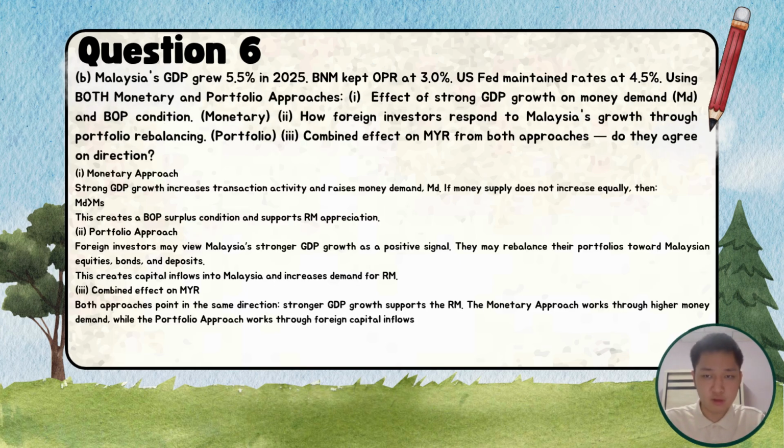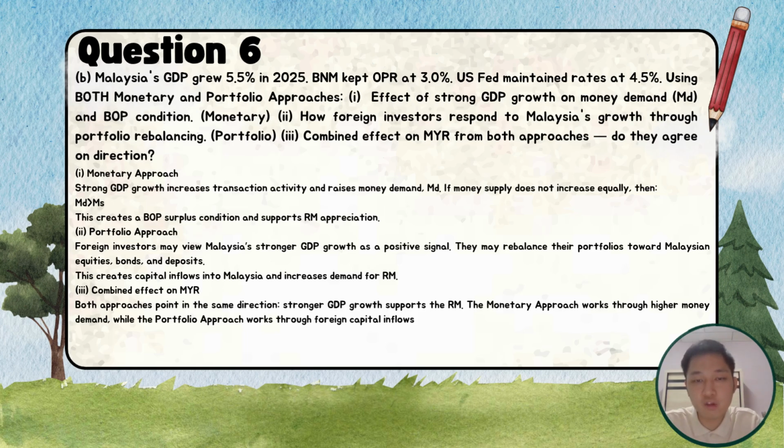6B, I use both the monetary approach and the portfolio balance approach to explain the effect of Malaysia's strong GDP growth. Under the monetary approach, strong GDP growth increases economic activity. Then, when people and firms conduct more transactions, the demand for money or MD increases. If money supply does not increase equally, then money demand is greater than money supply. This creates a BOP surplus condition and supports the ringgit Malaysia to appreciate.